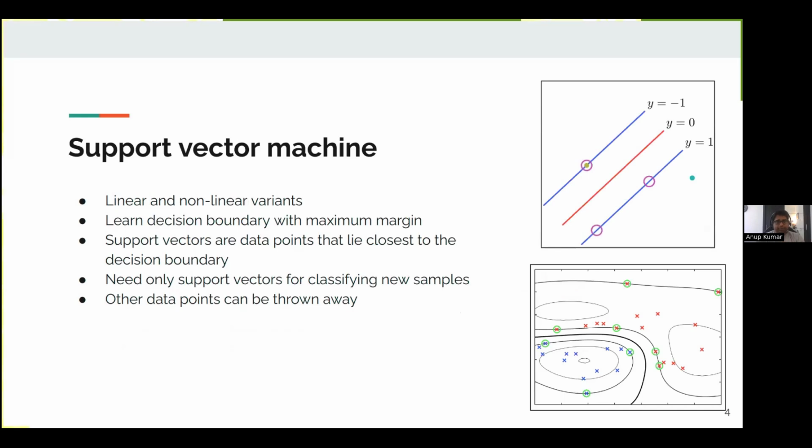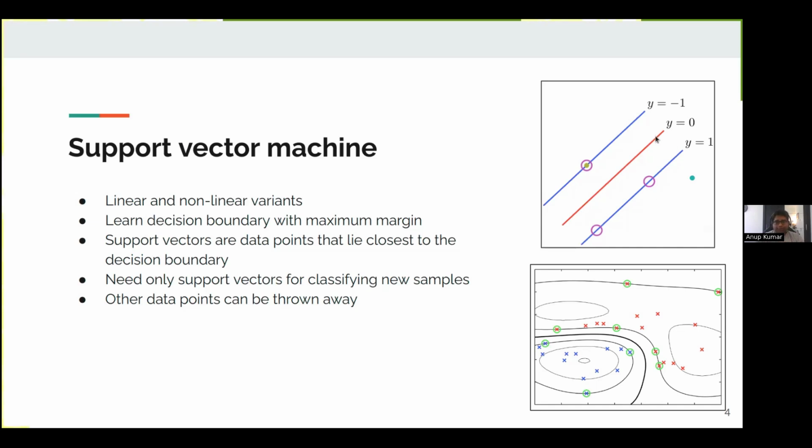Then we have a support vector machine. Support vector machine is more complicated than a linear model. It has two variants, linear and nonlinear variants. The core principle of support vector machine is that it learns a decision boundary with maximum margin. What does it mean?